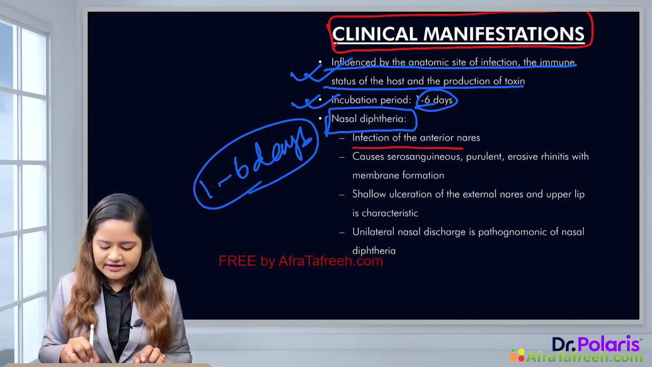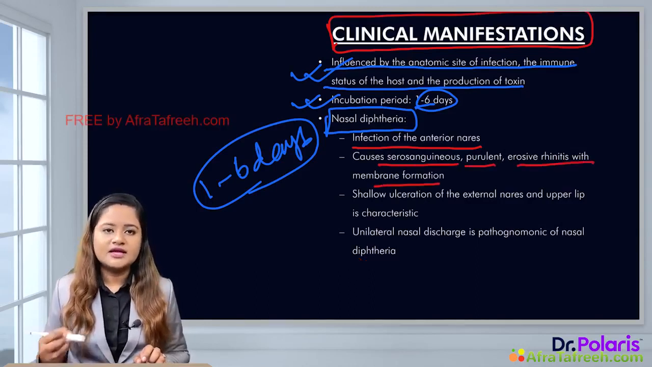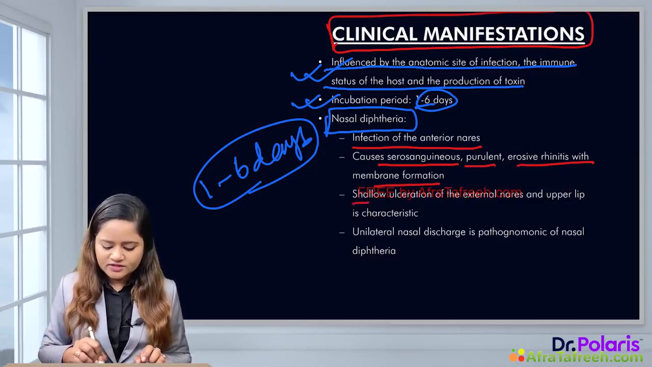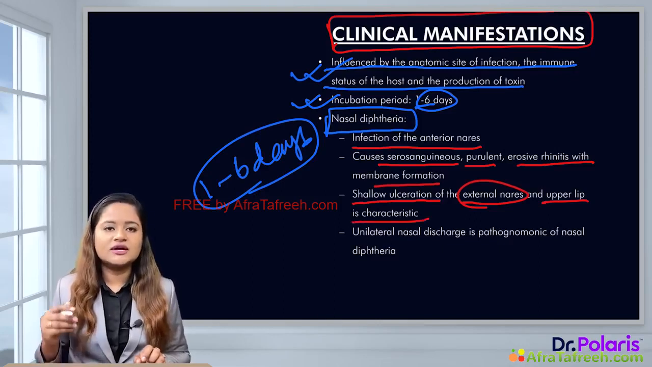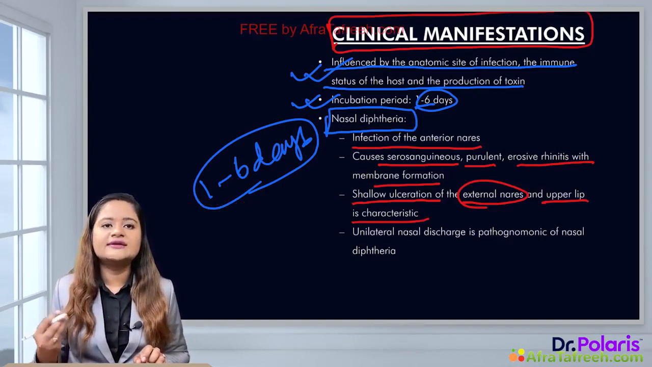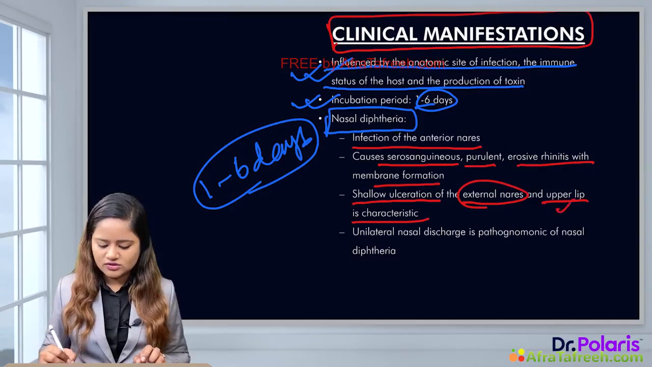So the infection of the anterior nares can result into nasal diphtheria. It causes a serosanguinous, purulent, erosive rhinitis with a formation of membrane. So inside the nose only there will be features of rhinitis. There could be erosion and inflammation resulting into the formation of the membrane. There could be shallow ulcerations of the external layers and the upper lip, which is a very characteristic feature. So again, because the necrosis keeps on continuing due to the exotoxin production, and there's a pseudomembrane formation which if tried to remove can result into bleeding. So this kind of presentation, which ultimately destroys the areas of the external layers and also the upper lip, is a characteristic feature of nasal diphtheria.